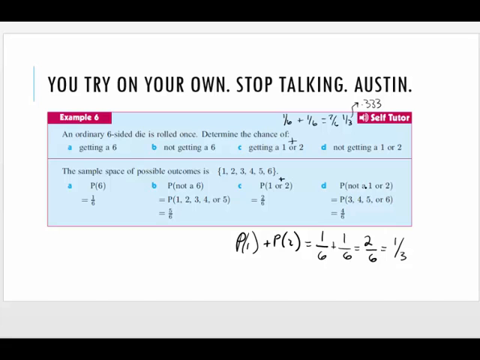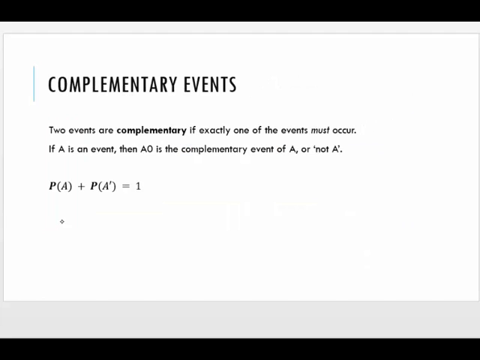Alright, same thing goes with this. If it's not 1 or 2, it's going to be 3, 4, 5, or 6. So with this OR, that means we are adding 1/6, 1/6, 1/6, and 1/6. Is that clear? Okay. So you can reference that in your book as we go on. So next we're going to be talking about complementary events.